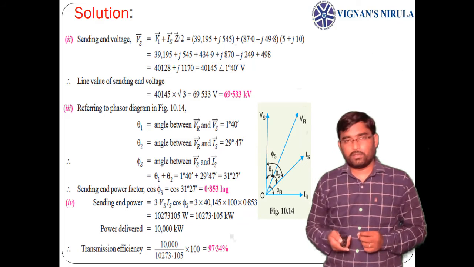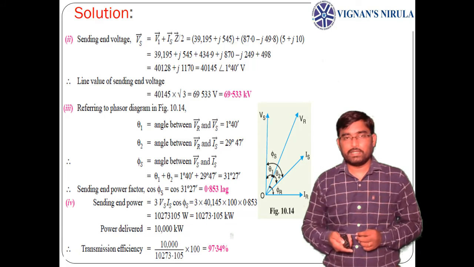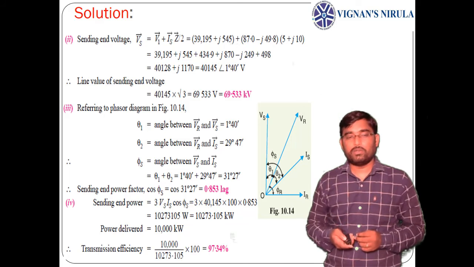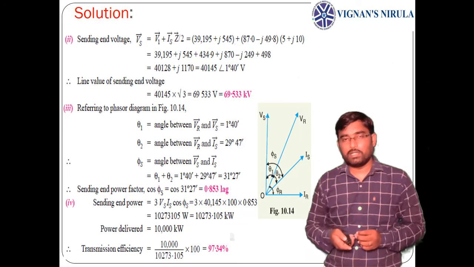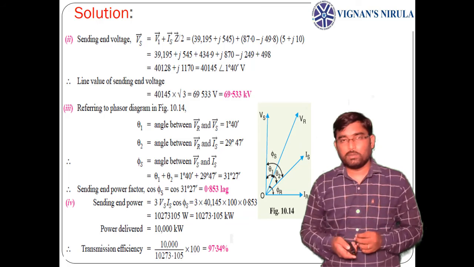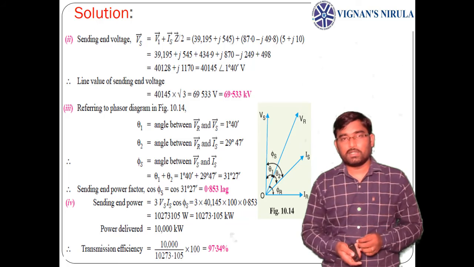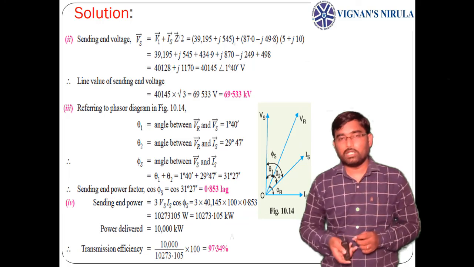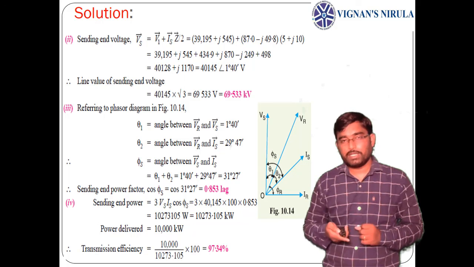Next, sending end power will be 3 Vs Is cos phi s. Vs is calculated, Is is calculated, cos phi s is calculated. Putting all these values, the sending end power will be 10,273.105 kilowatts. After getting the sending end power, we already have the power delivered, and the transmission efficiency will be power delivered by power sent out. That means receiving end power, 10,000 kilowatts, by sending end power, 10,273.105 kilowatts, into 100. So transmission efficiency is obtained as 97.34%.